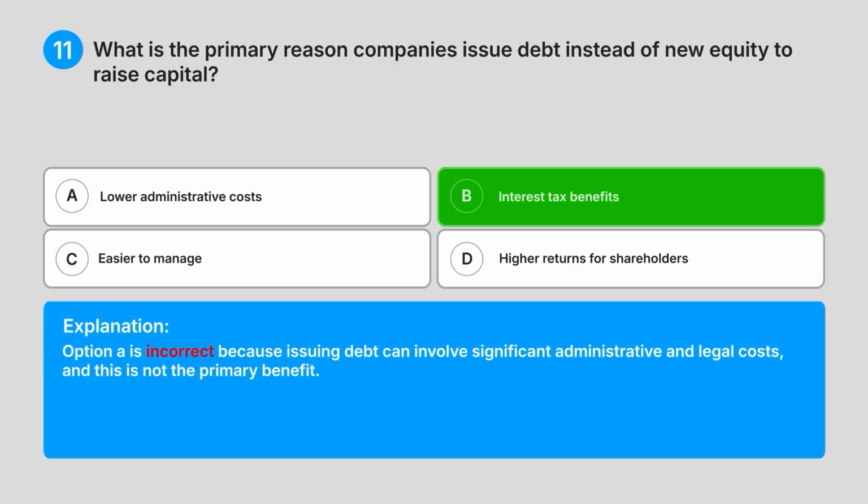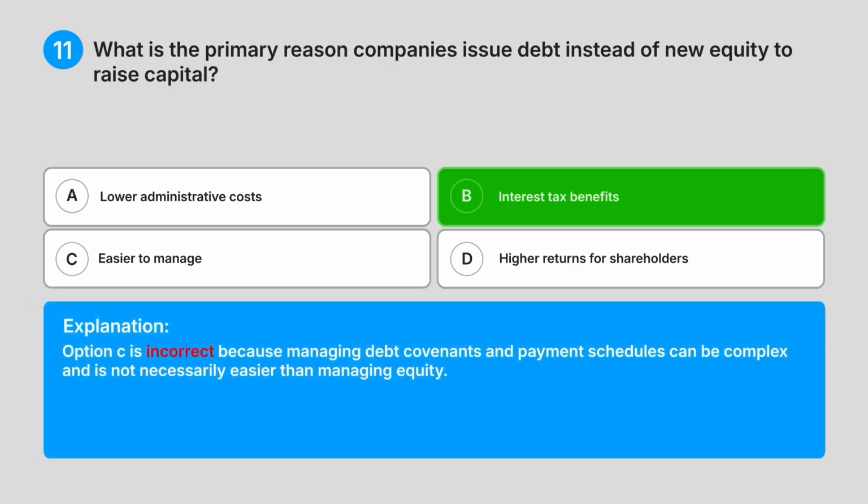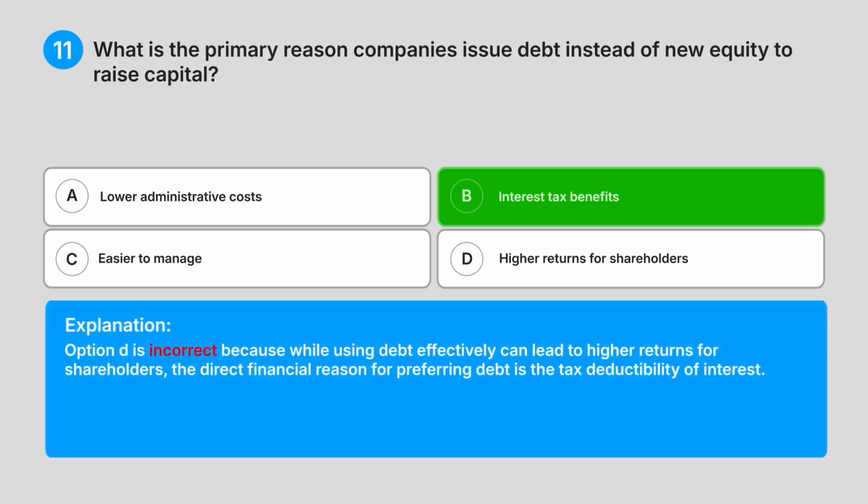Option A is incorrect because issuing debt can involve significant administrative and legal costs, and this is not the primary benefit. Option C is incorrect because managing debt covenants and payment schedules can be complex and is not necessarily easier than managing equity. Option D is incorrect because while using debt effectively can lead to higher returns for shareholders, the direct financial reason for preferring debt is the tax deductibility of interest.